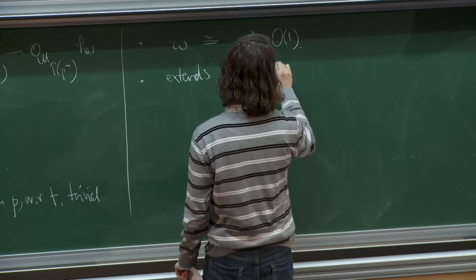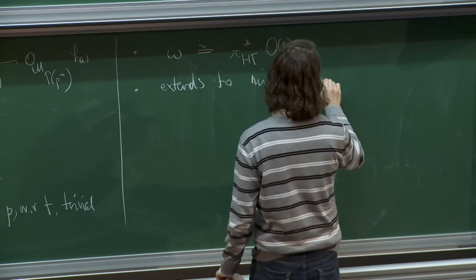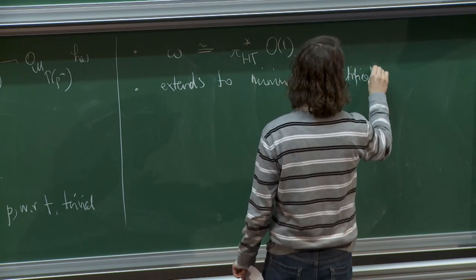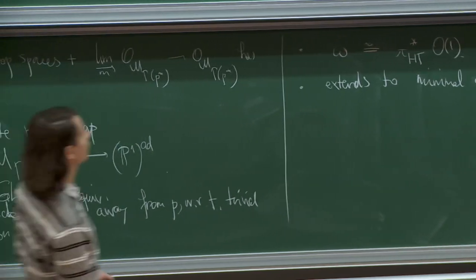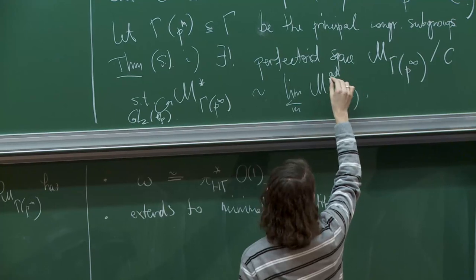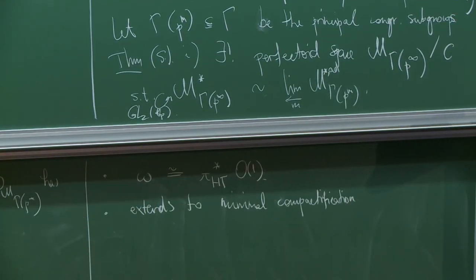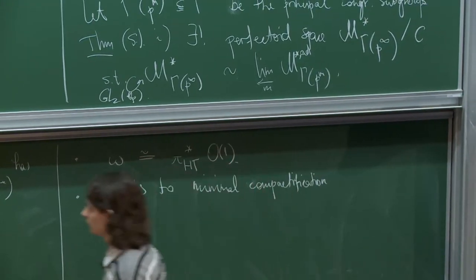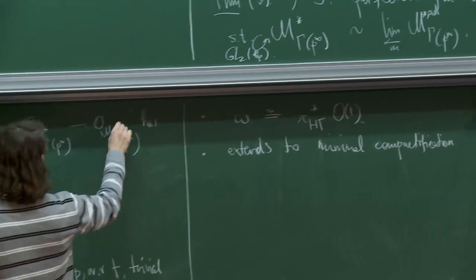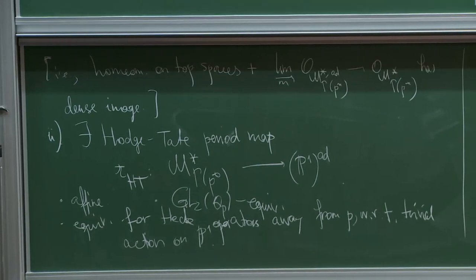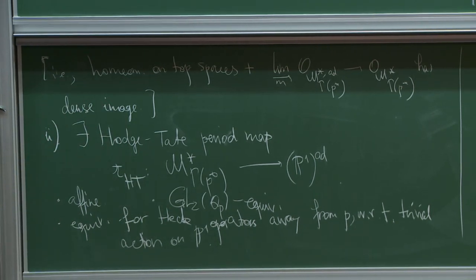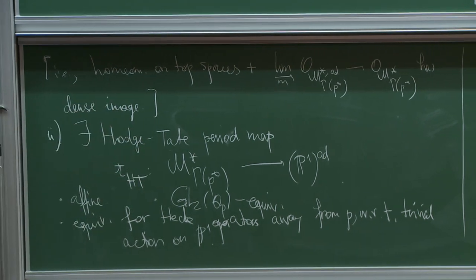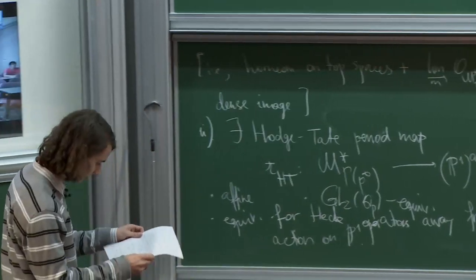Also, it's true that this map extends to the minimal compactification. You mean that the tower of minimal compactifications is also good? Yeah, so if I denote by star the minimal compactification, then this theorem is also true. I should put a star here, and I should put a star everywhere. Actually, at the moment I say this, I realize that to make this affine, I have to talk about the minimal compactification, because otherwise I remove some cusp. I should put the minimal compactification here.